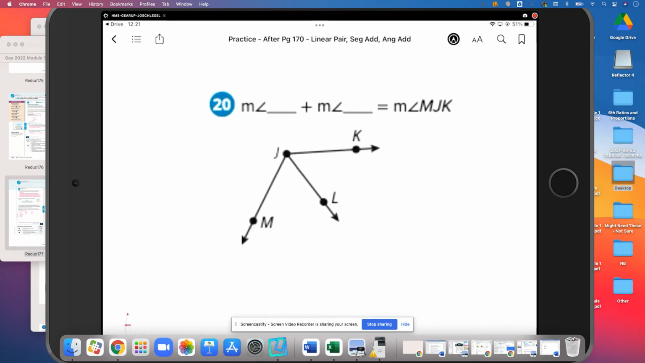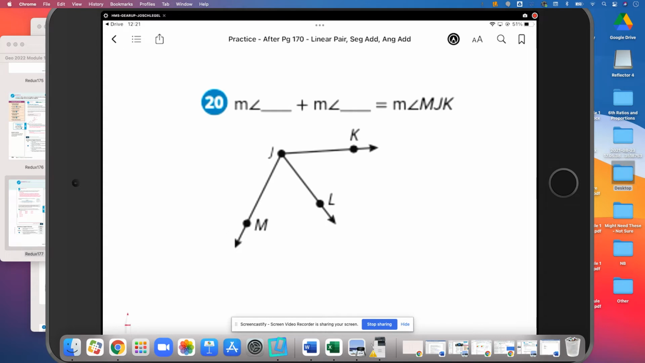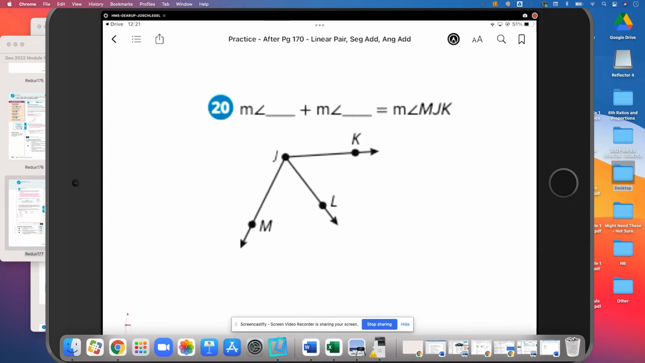Next, we're asked to find two angles that if I add them together, make the angle MJK, which is that whole big angle right there. So I'm going to see that to make MJK, I need the red angle and I need the green angle together to form MJK. So I will use MJL and I will use LJK to make MJK.